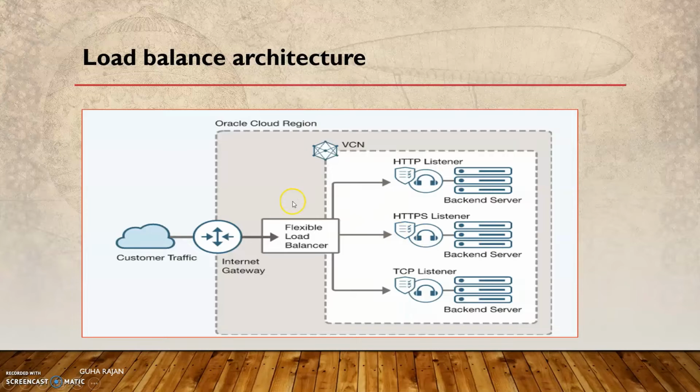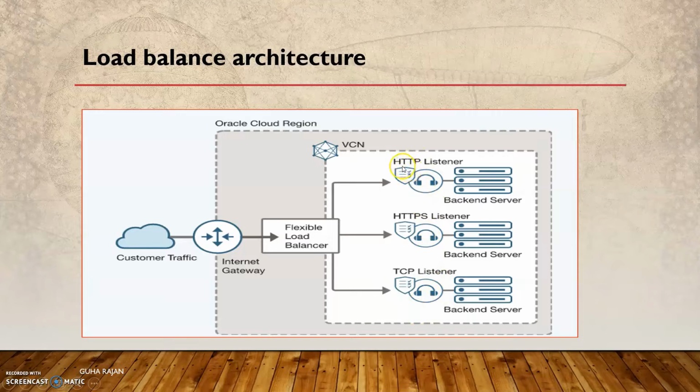So this is what we have discussed. Customer traffic will go from the internet into the load balancer, and the load balancer will have multiple servers, which could be HTTP or a set of HTTPS. If it is an HTTP listener, then all will be HTTP listeners. If it is HTTPS, all will be HTTPS listeners, and TCP similarly.